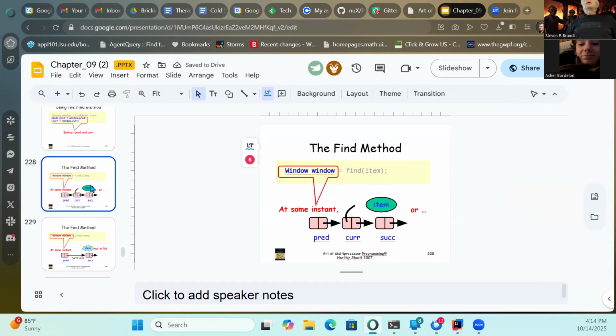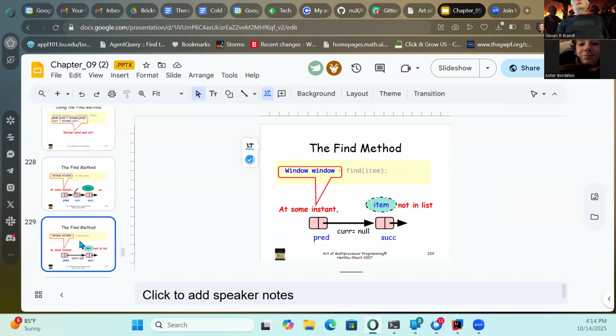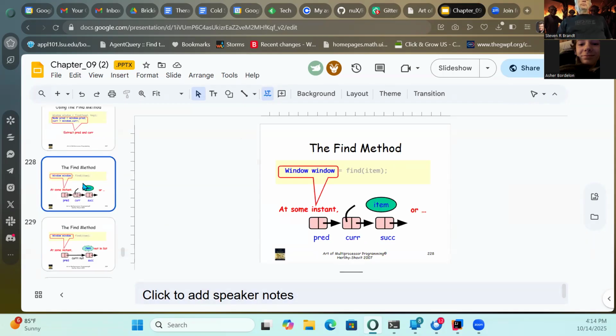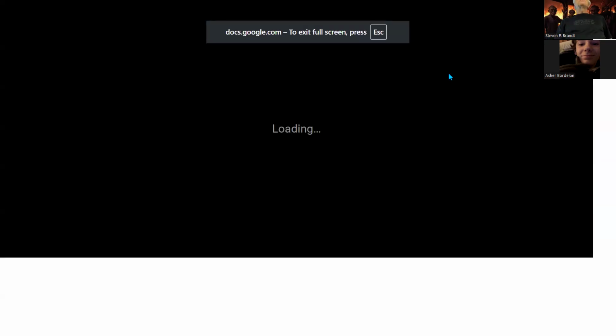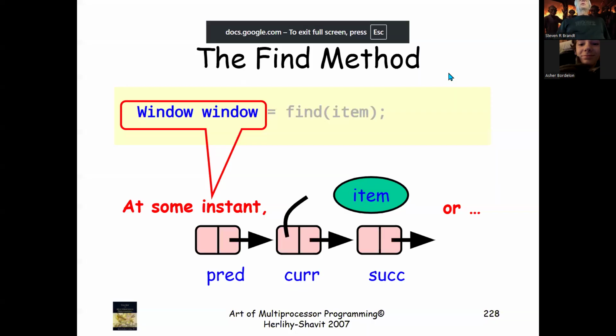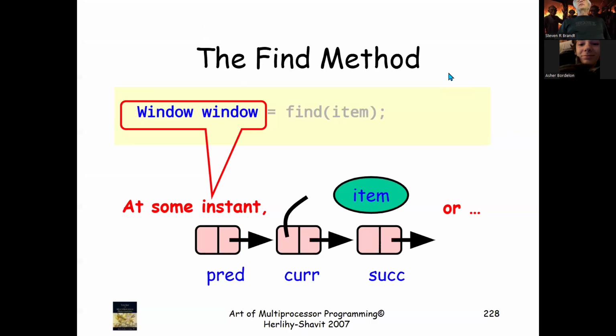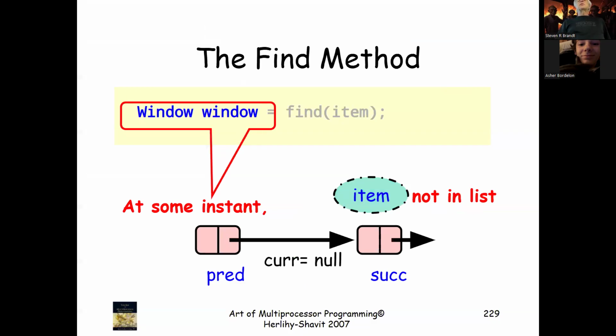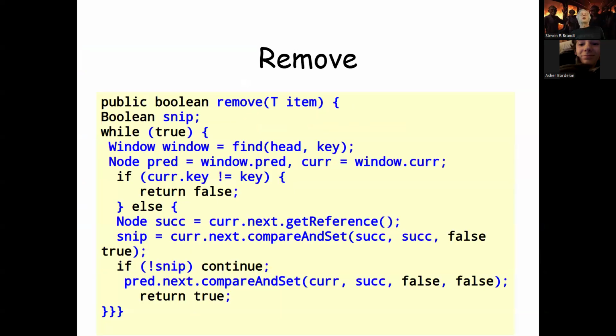Okay, so what we're going to do is find the window where we have the predecessor, and the current is pointing to the item at some instant. And then we're going to find this predecessor and current successor, right? And then we're going to set the current. Well, so here's... I'm not sure what this slide is trying to tell me now that I look at it. Let's just look at the code.